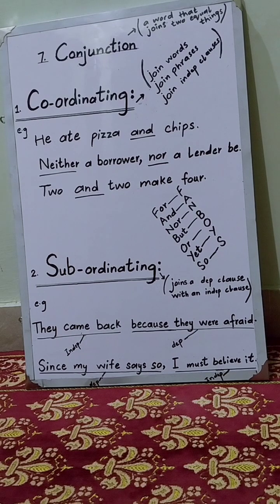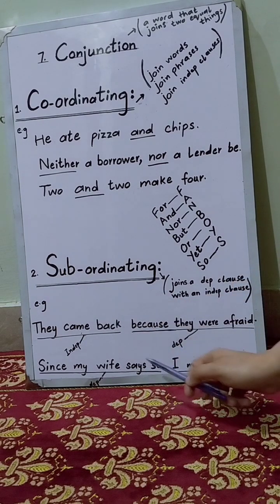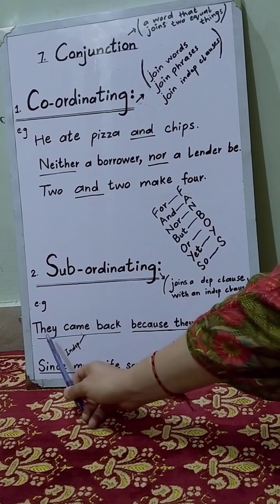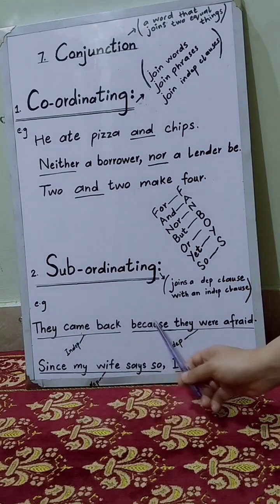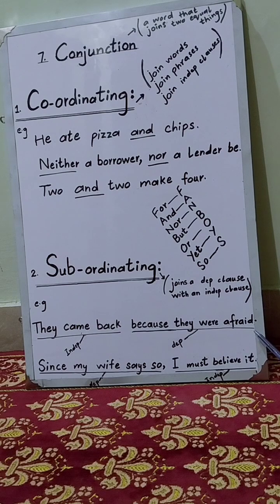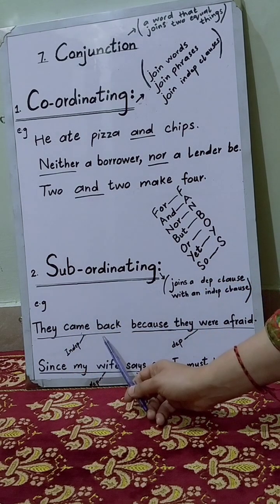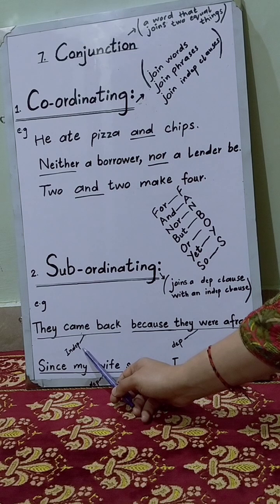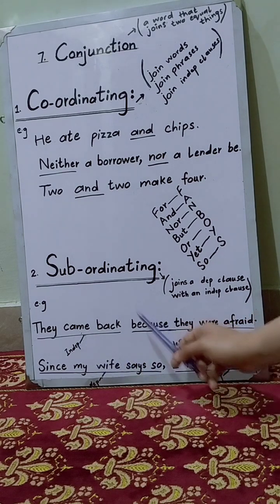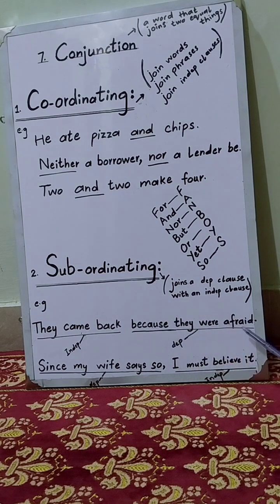Okay, let's go through some examples. First example, they came back because they were afraid. They came back is an independent clause because this makes sense on its own. And the second clause is because they were afraid. This is a dependent clause. It doesn't make sense on its own. We require more context in order to understand what the clause is talking about.